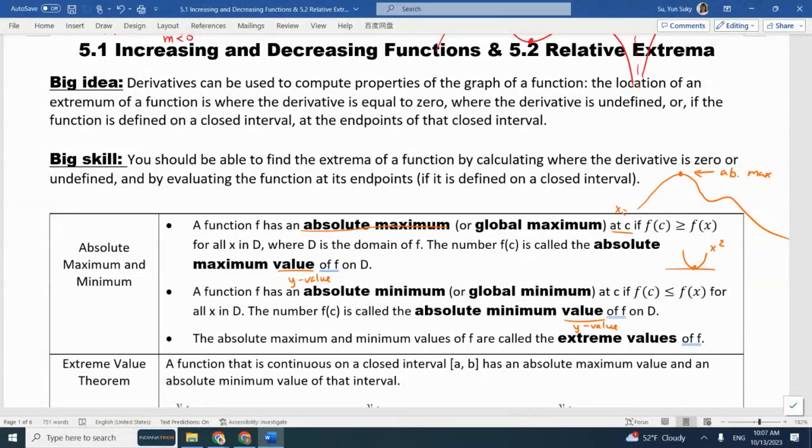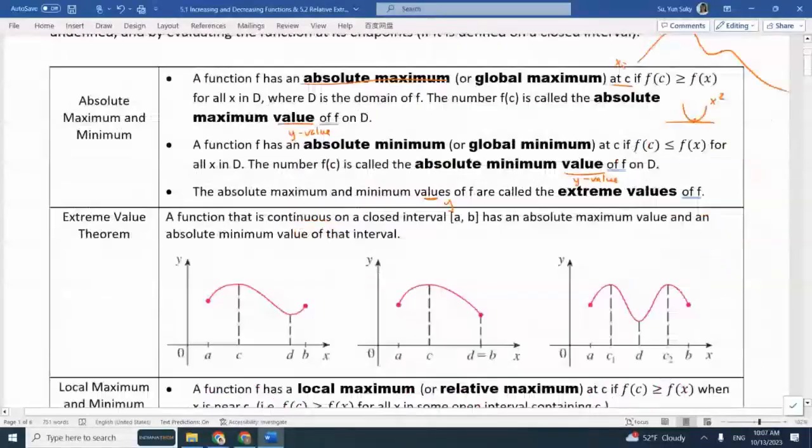The absolute maximum and minimum values of f are called the extreme values of f. Values means the y values. Okay, when you see the word values, it means the y value. Okay, extreme value theorem. A function that is continuous on a closed interval [a,b] has an absolute maximum value and an absolute minimum value on that interval.